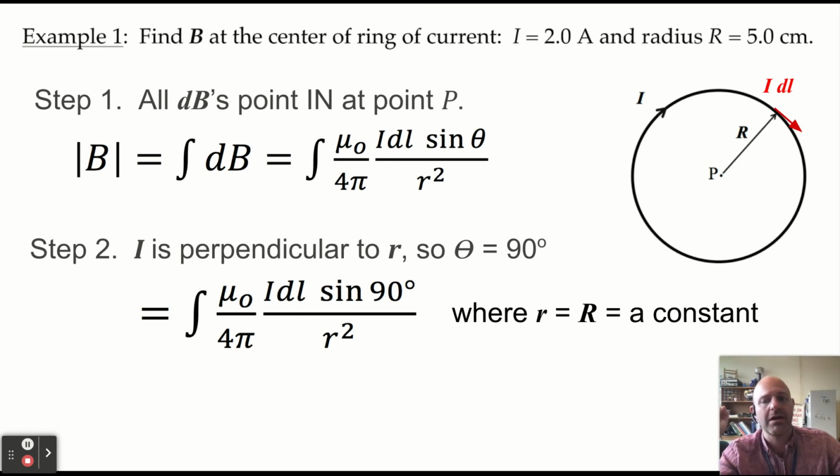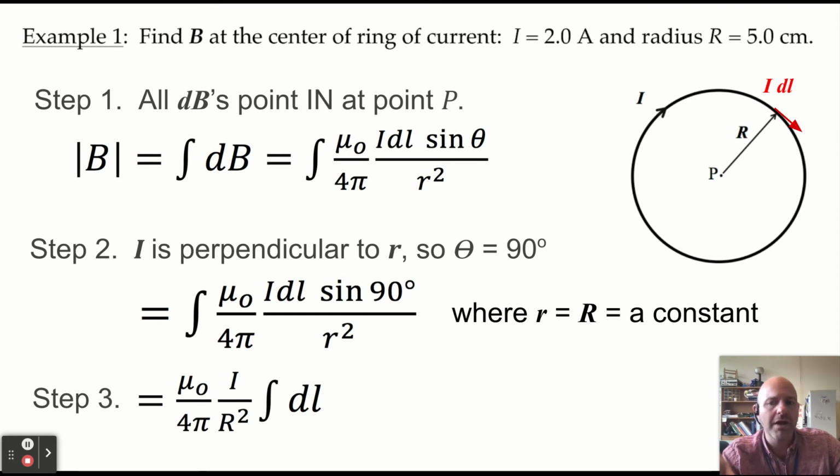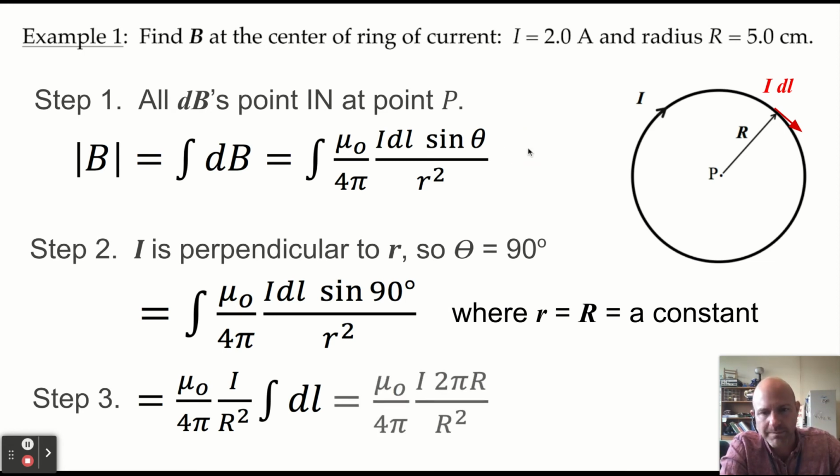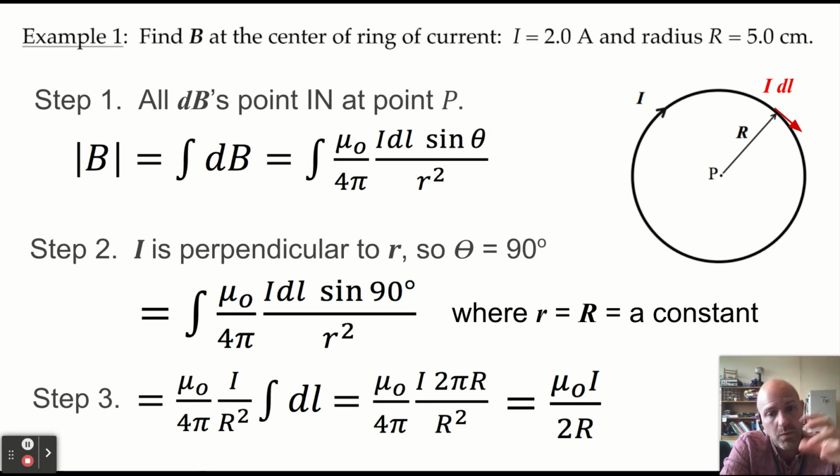R is also going to be a constant, so that can be pulled out of the equation. So we end up with mu naught over 4 pi, I over r squared, integral of dl, just the circumference of the circle, which is 2 pi r. And we end up with this interesting result, mu naught I over 2r. So the bigger the current, the bigger the magnetic field, and the bigger the radius, the weaker the magnetic field, which hopefully makes sense, right? You're further and further away from that current, so you get a weaker magnetic field.